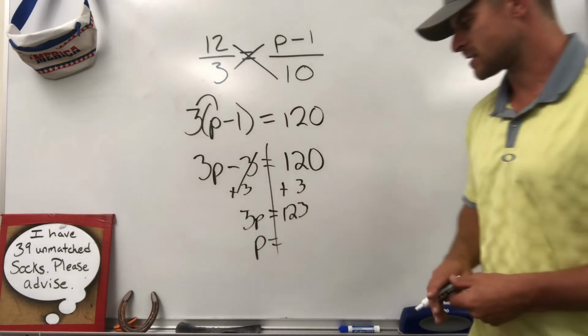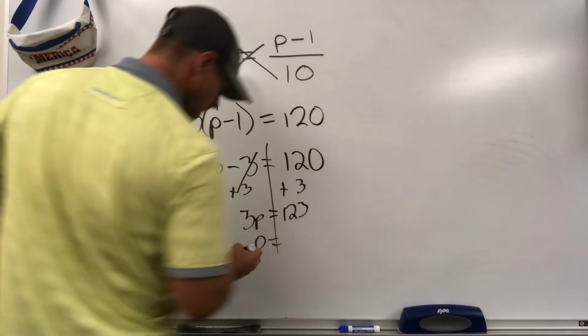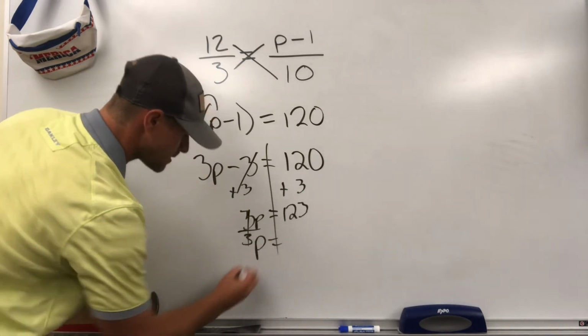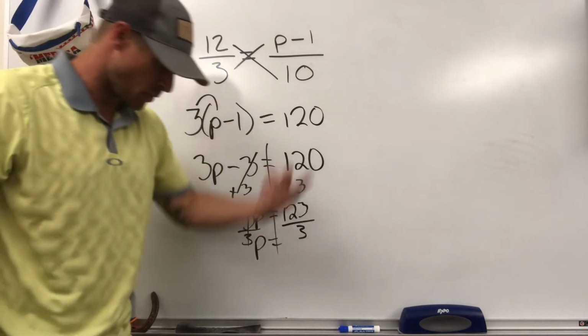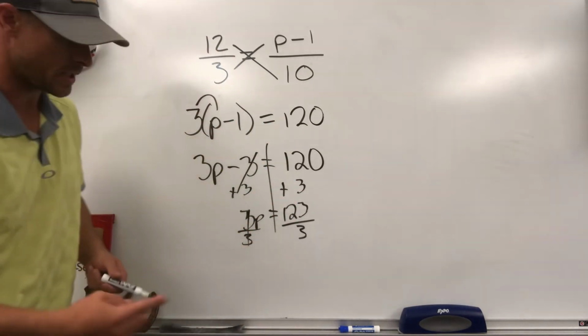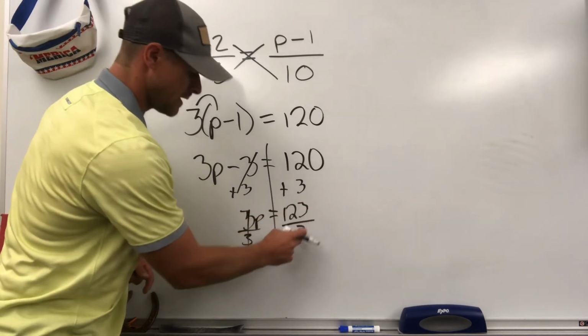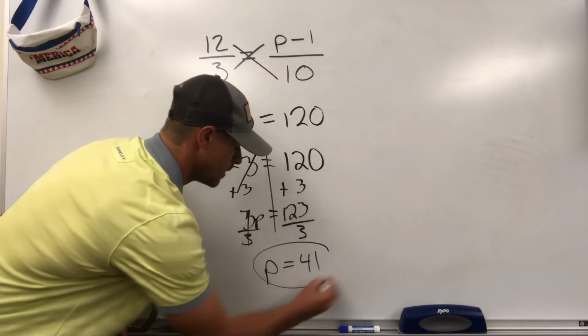Now, our last and final step. This is saying 3 times p. We need to use division to eliminate the 3. So divide by 3 to cancel. Divide over here by 3. To make this easy, if you're trying to do it mentally, you're just going to say 120 divided by 3, which would be 40. But it's actually 123 divided by 3. So p is equal to 41.